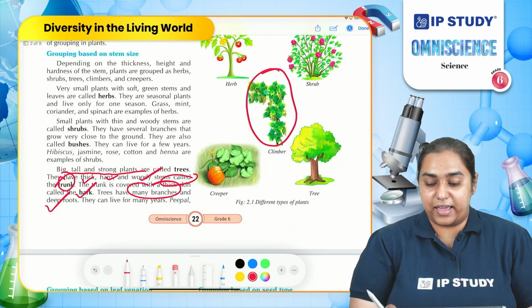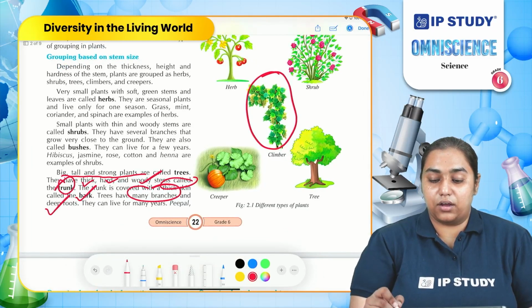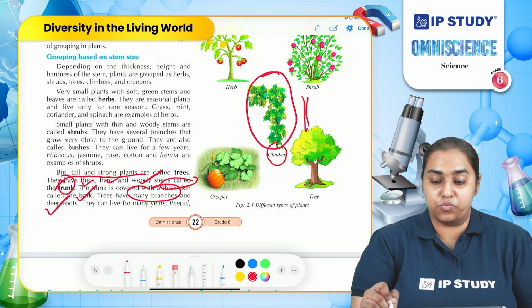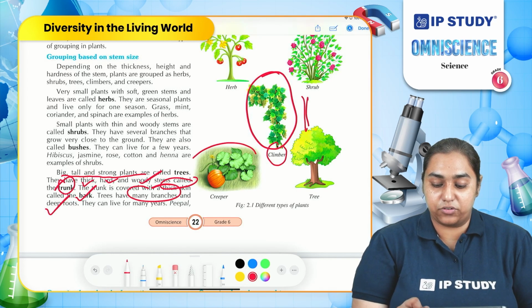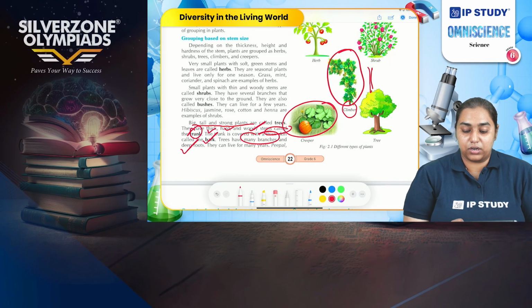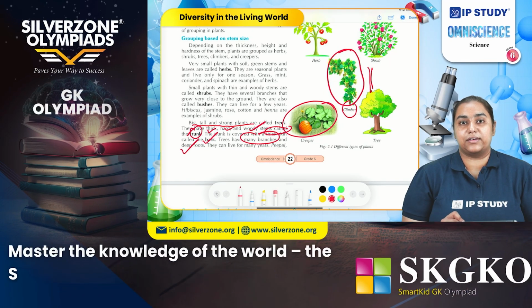If you see carefully, this plant is a climber which needs a stick to move along. However, if you see this pumpkin plant, it is a creeper. It moves along the ground. It cannot stand erect.